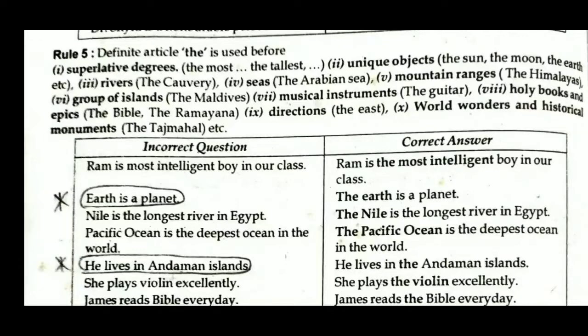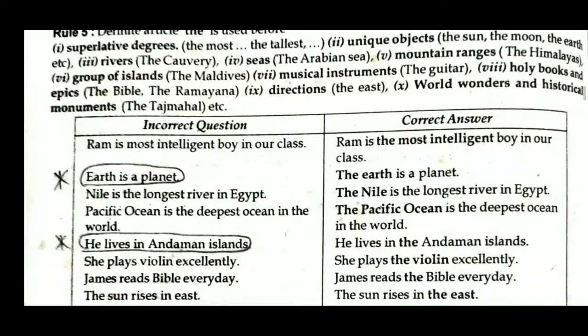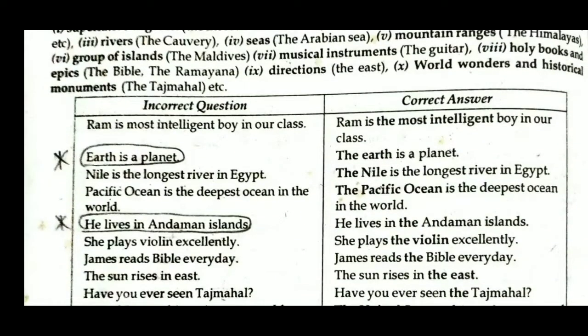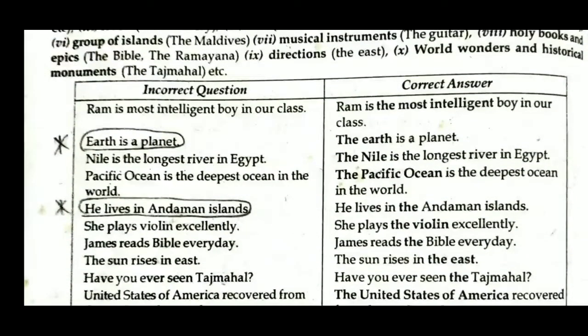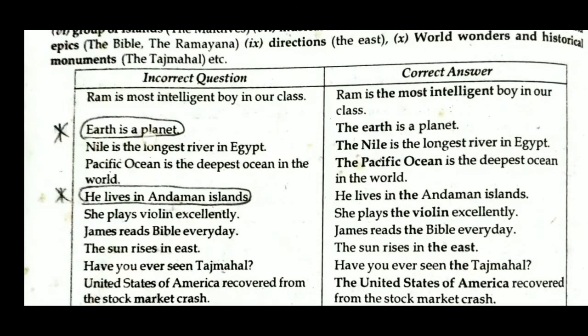Before rivers we have to use the: the Kaveri, the Yamuna. Before seas we have to use the: the Arabian Sea, the Bay of Bengal. Before mountain ranges we have to use the: the Himalayas. Before groups of islands we have to use the: the Maldives. Before musical instruments we have to use the: the guitar. Before holy books and epics we have to use the: the Bible, the Ramayana. Before directions we have to use the: the east. Before world wonders and historical monuments we have to use the: the Taj Mahal, etc.